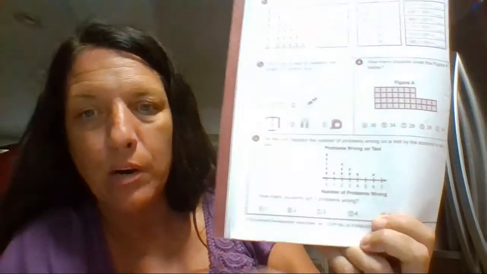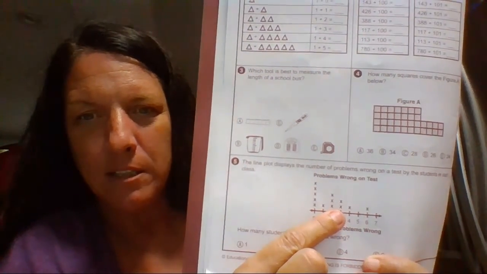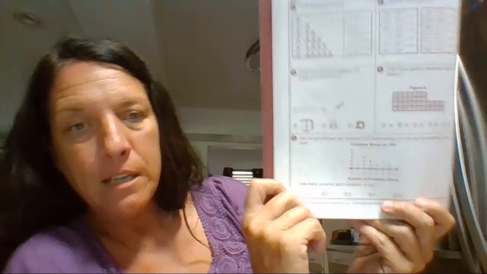But the question says, how many students got 3 problems wrong? So we're going to find the 3, and then we're going to count the X's. 1, 2. Your answer should have been B, 2. And that, my friends, is quick tick number 6.